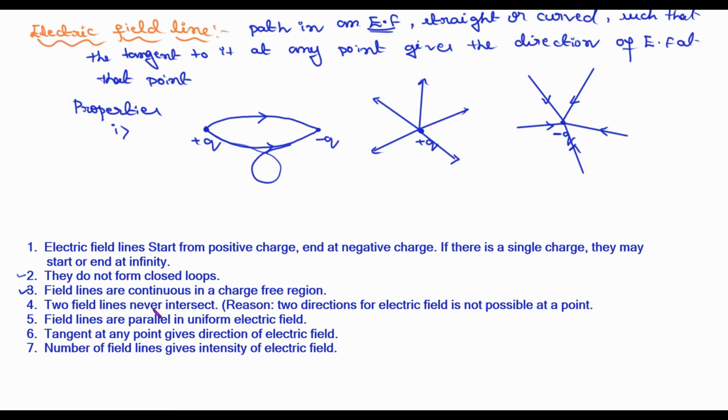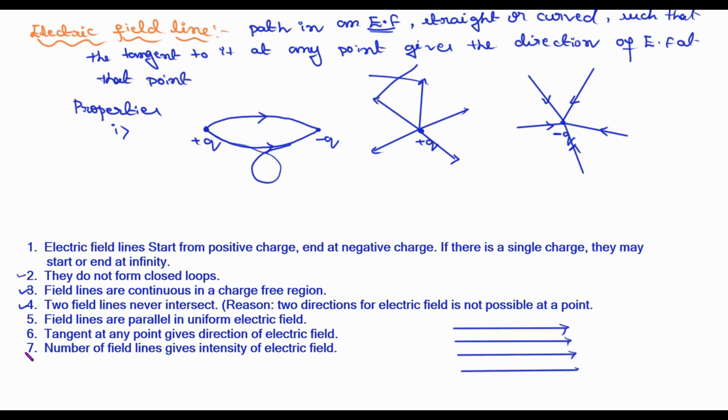Two field lines never intersect. They will never intersect. See, this line cannot cross this line. They will never intersect with each other. Field lines are parallel in uniform electric field. Suppose there is a uniform electric field, then the field lines will be like this, which means they are parallel.